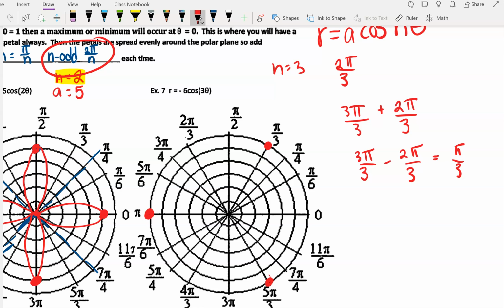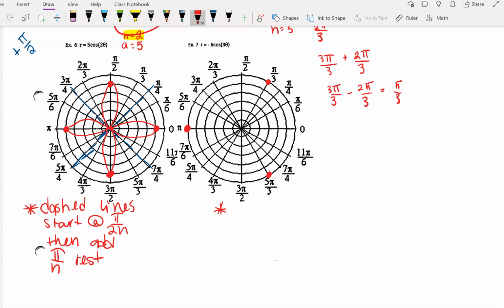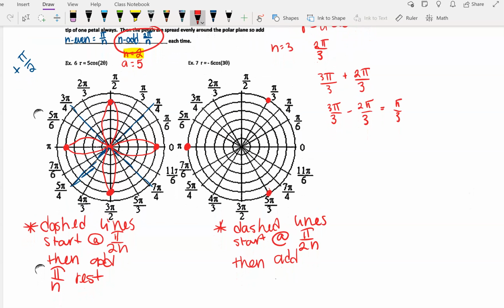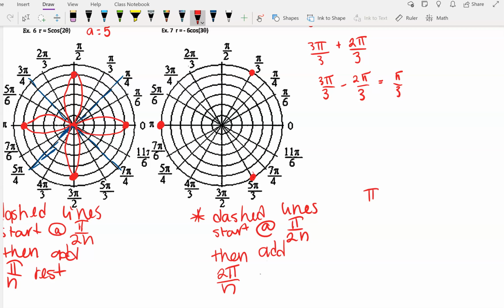And the next thing I need to do is find the asymptotes. Just like with the previous problem, to find the dashed lines, I start at the same spot, at pi over 2n. But then I'm going to add not pi over n, because that's what I did when it was even. I am instead going to add 2 pi over n, because it's odd. So I start at pi over 2n, so in that case that's going to be pi over 2 times n, which is 3. So pi over 6 is going to be my first dashed line.